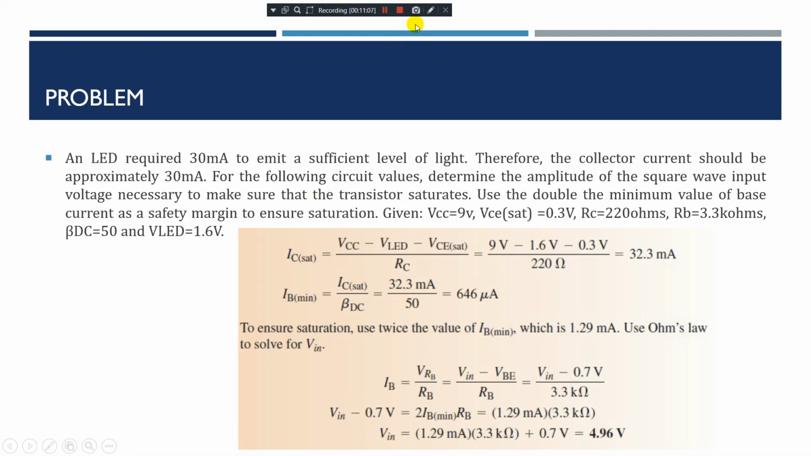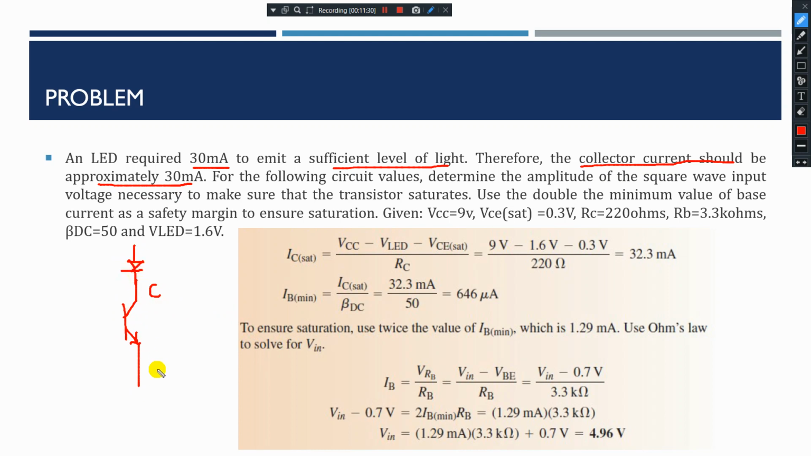Let us see a problem. An LED requires 30 milliamps to emit sufficient light. Therefore, collector current should be approximately 30 milliamp. So what is happening here? We have a transistor here. An LED is connected to the collector, this is the emitter, and this is the base.